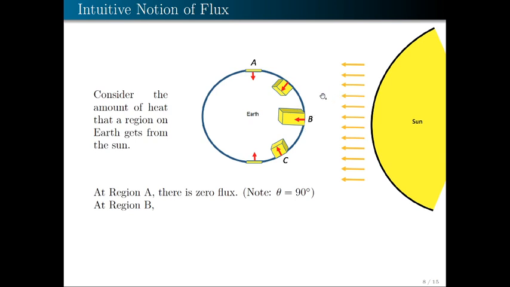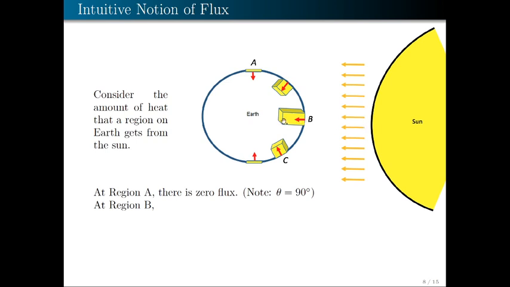Then at B, we have region B, somewhere in the equator, on the rightmost part of the Earth. We expect that at B, we receive the most amount of heat coming from the sun because of its position. And notice that here at B, we have the unit vector going to the left, which is in the same direction as our force coming from the sun.